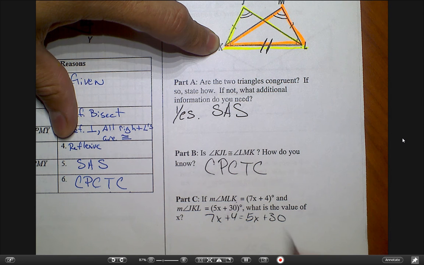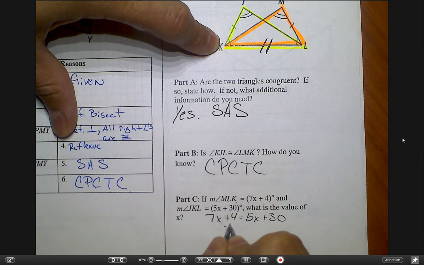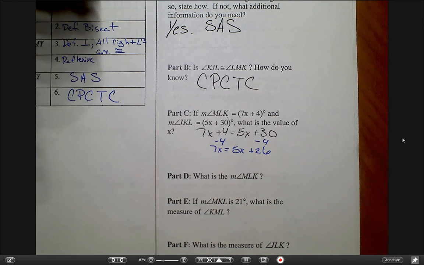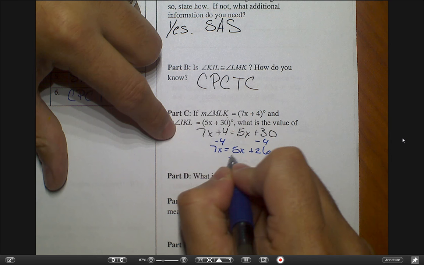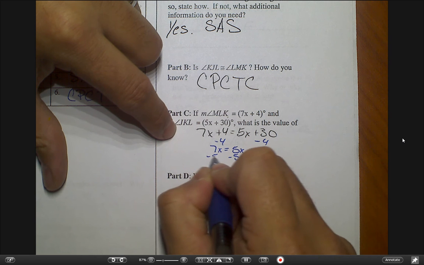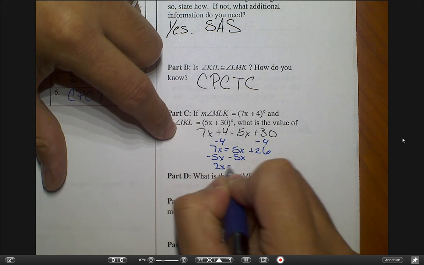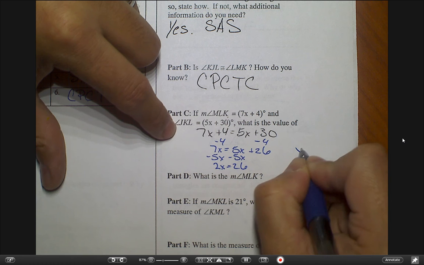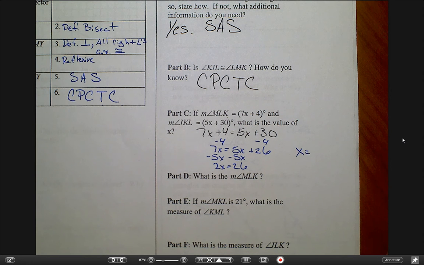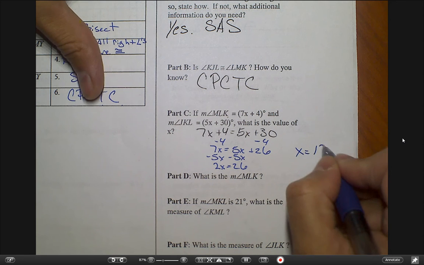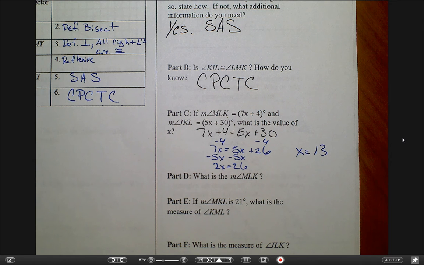I'm running out on that pen. So I'm going to minus 4. 7x equals 5x plus 26. Now what do I do? There we go, subtract 5x. So 2x is 26. x equals 13. 26 divided by 2, right?